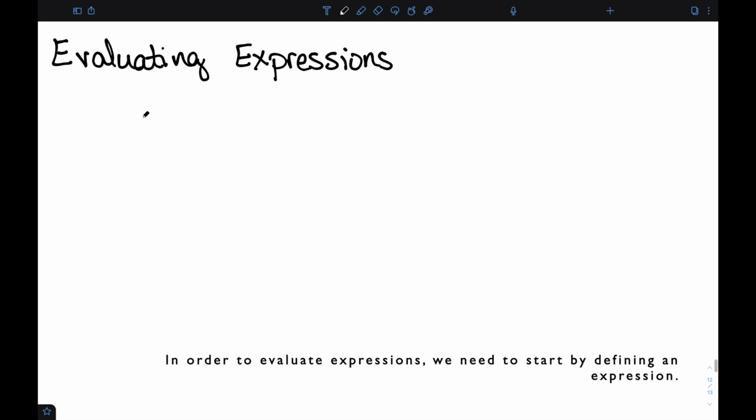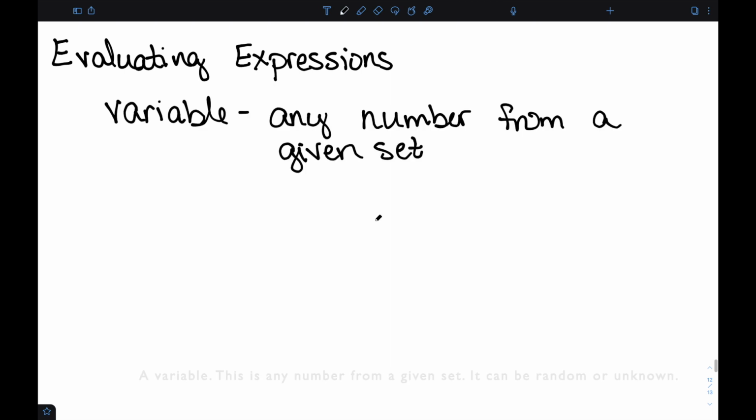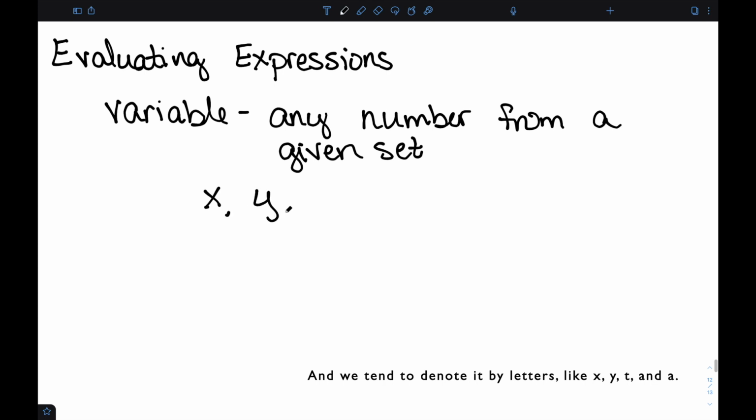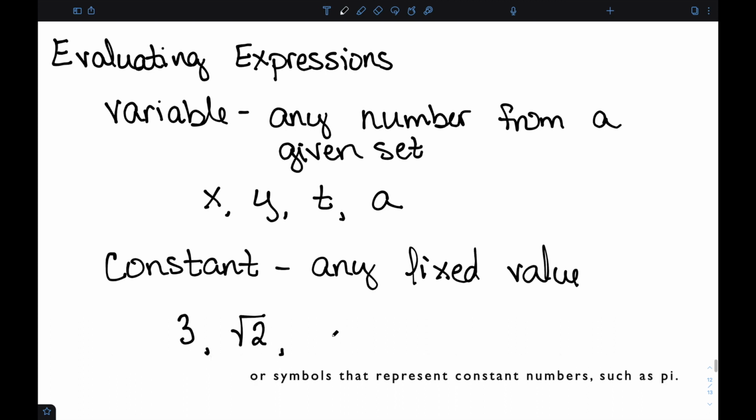In order to evaluate expressions, we need to start by defining an expression. For that, we're going to need two definitions. A variable, this is any number from a given set. It can be random or unknown, and we tend to denote it by letters such as X, Y, T, or A. A constant is then any fixed value, numbers such as 3 or the square root of 2, or symbols that represent constant numbers such as pi.